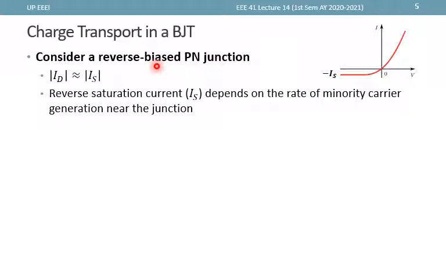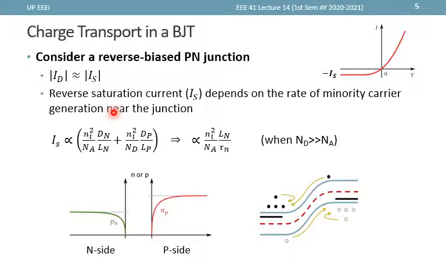So when we reverse bias our PN junction, our ID is approximately IS in terms of magnitude. So here, ID is approximately negative IS, and it is actually fairly constant regardless of the voltage. And this actually tells us that somehow we can model this portion as a constant current source. Now, we'll translate later on how this constant current source behavior is achieved in a BJT. Now, this IS, the reverse saturation current, depends on the rate of minority carrier near the junction.